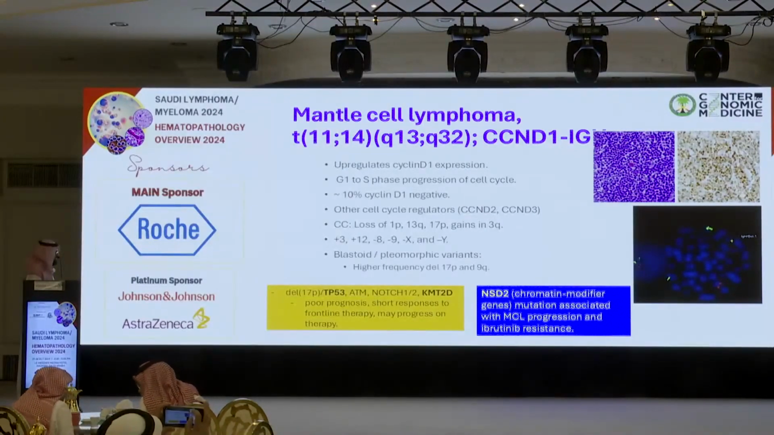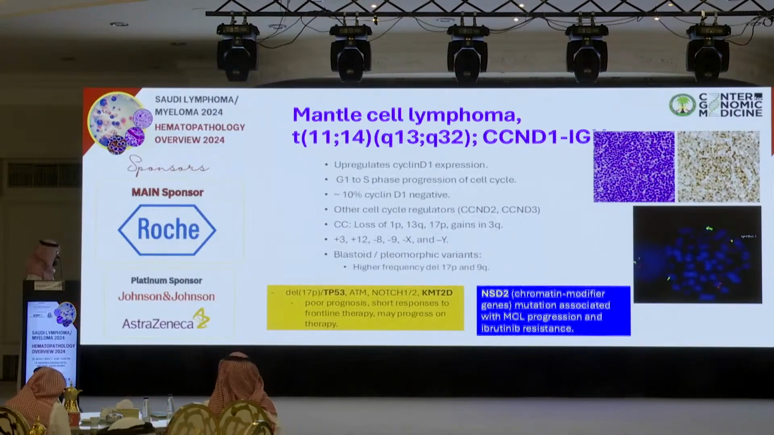If you find TP53 deletion or mutation, NOTCH1 or 2, ATM or KMT2D, it is associated with poor prognosis, short time to progression, especially with NSD2. NSD2 was recently described as one of these; it's not specific for mantle cell, but in mantle cell lymphoma, it's associated with progression and ibrutinib resistance.